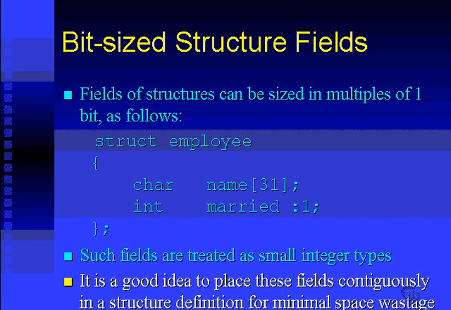It's a good idea to place all the bit fields that you have for a given structure next to each other. In other words, contiguously. That way you minimize space inside a structure. You minimize how big the structure will be in memory. You get the least amount of wasted bits of data.